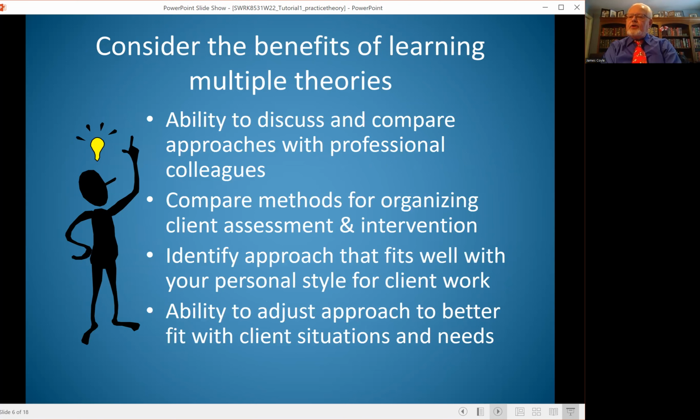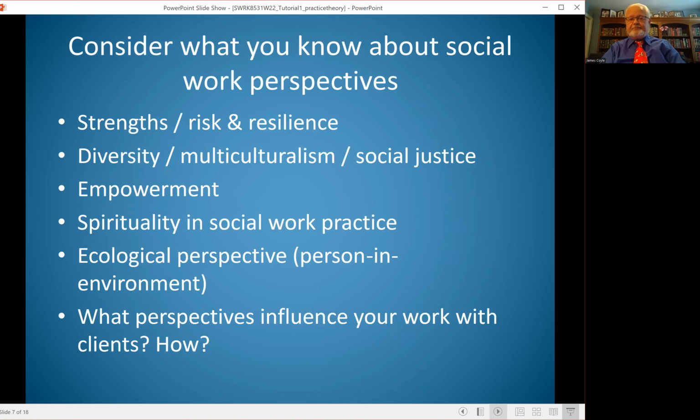Consider the benefits of learning multiple theories. We can use that to talk with our professional colleagues about different things that we may be able to do, or different decisions we'll make in terms of working with clients. We can compare methods for organizing client assessment and intervention and determine which approach will fit with our personal style, as well as how we can adjust things so it fits better with the client situations and their particular needs.